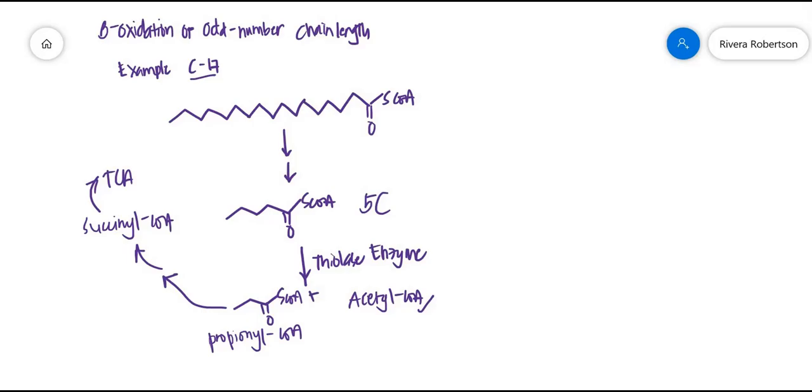For odd number chain length fatty acids, for example, C17, dire-diretso lang yung kanilang beta oxidation process, just like yung sa saturated fatty acids, up until they reach 5-carbon na fatty acyl CoA derivative. When they reach this point, a thiolase enzyme will act upon the 5-carbon unit, producing propionyl-CoA and acetyl-CoA.